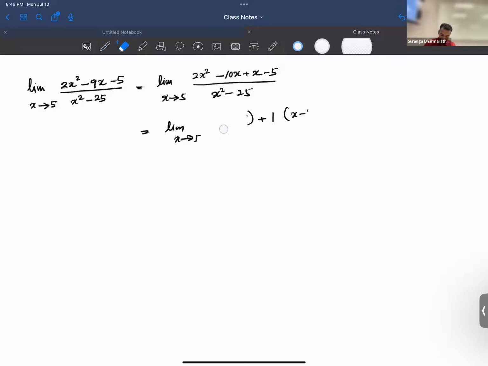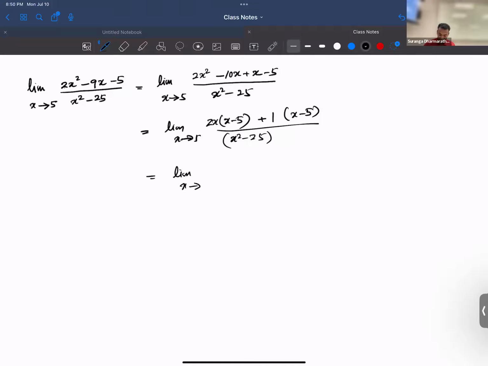Sorry, I had to take 2x out, and then you get x minus 5, and then 1 x minus 5 divided by x squared minus 25. And I can put what we learned previously, that is x plus 5 times x minus 5, 2x, x minus 5 plus x minus 5, right?